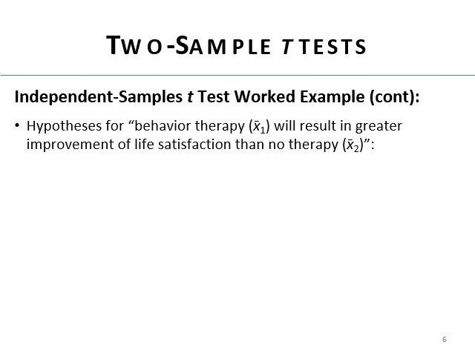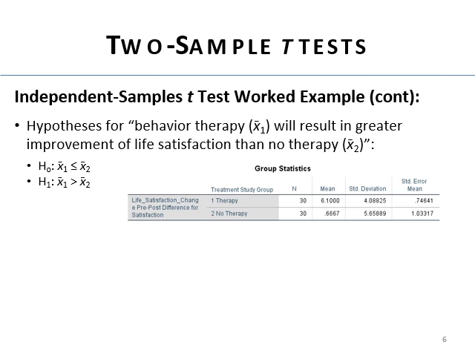So continuing our example, how would we write our hypotheses that behavioral therapy will result in greater improvement of life satisfaction than no therapy? Well, we think X bar 1 is going to be bigger than X bar 2, right? So this is going to be a one-tailed hypothesis. So how would we write that? X bar 1's average improvement in life satisfaction will be higher than that for those who got no therapy, that is X bar 2, well, greater than. Where are we wrong? Those are going to be our null. Well, we're wrong if behavior therapy results in less improvement in life satisfaction or no improvement, equal, right?